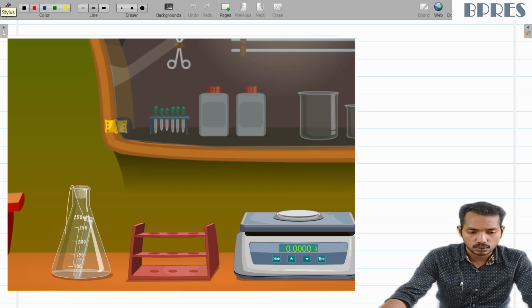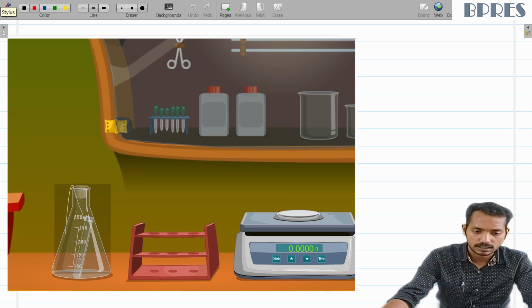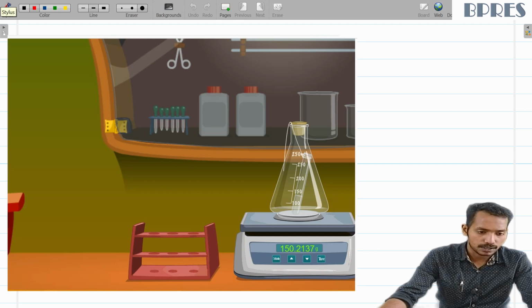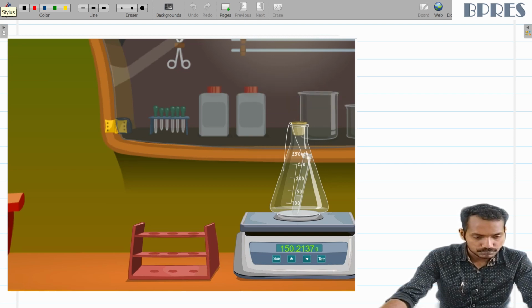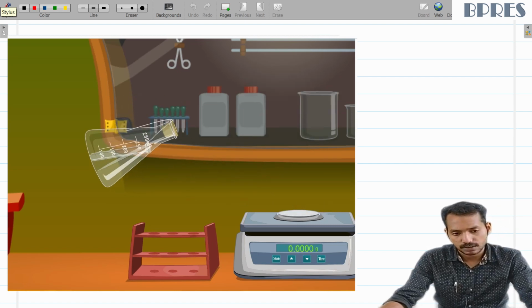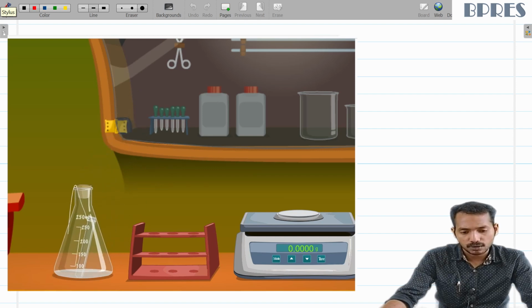Now I am going to weigh the total mass of the whole setup on a weighing machine. So it is weighing. What is the mass we got? 150.2137 gram. Now you can see both chemicals here, barium chloride in the test tube and sodium sulfate in the conical flask. Both are not mixed. Now I am going to take this conical flask and tilt it, then shake well so that these two chemicals get mixed up, and keep it for 10 minutes.